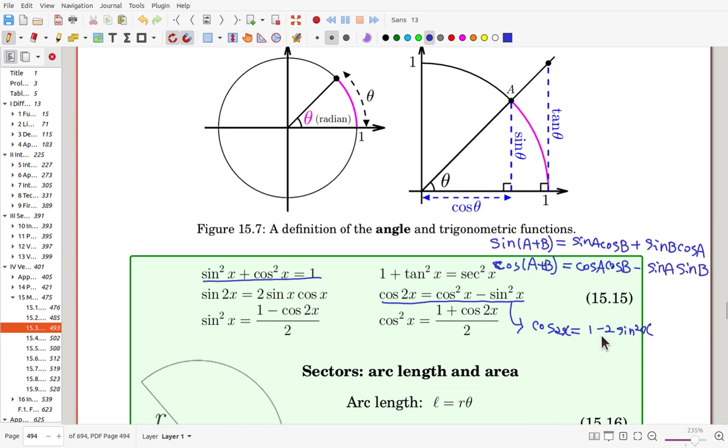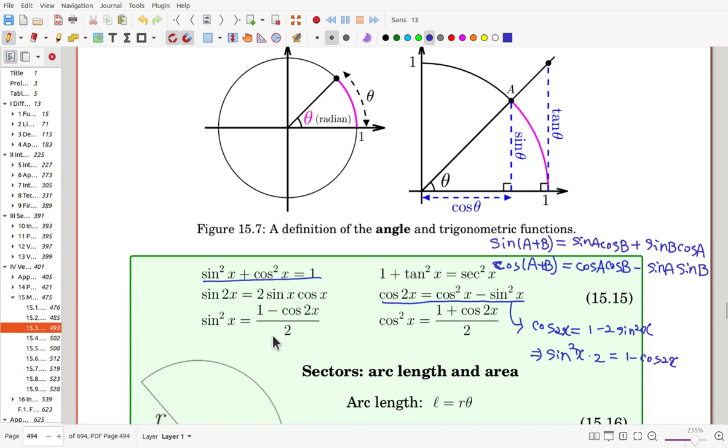Okay. So we move this to the other side and move that one. And then we can arrive at sine squared x. We have here 2 equal to 1 minus cosine 2x. Now we divide the equation by 2, then we have that one. And if this one is replaced by 1 minus cosine squared x, then now you can get this one.